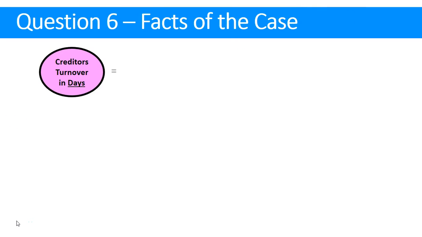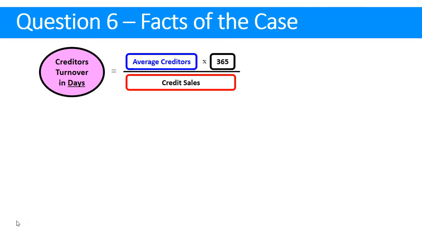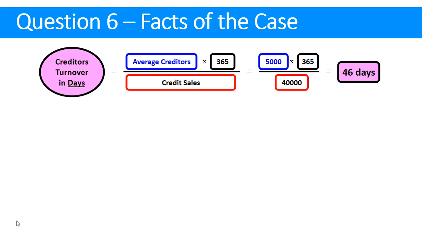Well, the creditors turnover ratio measures the opposite. We've been given a formula, which again we don't need for this question, but just looking at how it is calculated, we take the average creditors times 365 days divided by the credit sales. So let's pretend we had average creditors of $5,000 and credit sales of $40,000. Now we plug all those numbers in. Let's say we get a creditors turnover of 46 days.